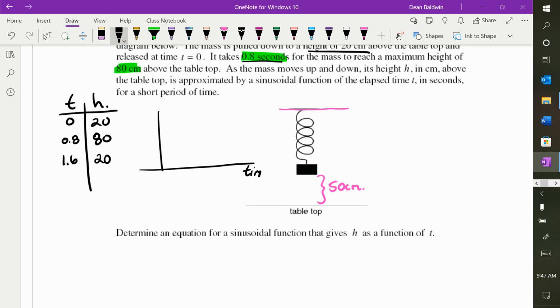Time on the x-axis, height on this axis. At 0 seconds, how high is it? 20. At 0.8 seconds, it's at 80. And at 1.6 seconds, it's at 20 again.